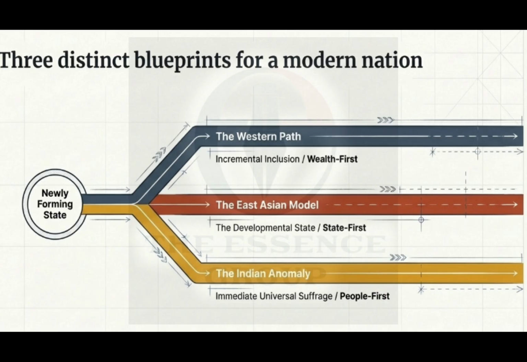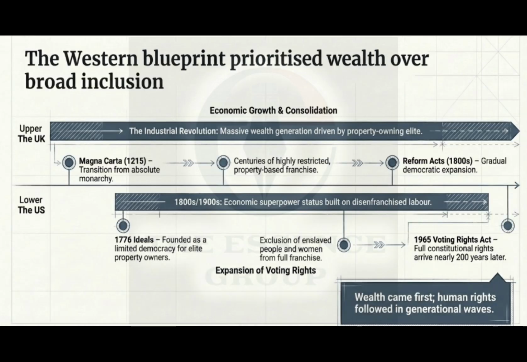The Western path: incremental inclusion. To say that the US and the UK weren't democratic is a half-truth. They were democracies for the elite. In the UK, it took centuries, from the Magna Carta in 1215 to the Reform Acts of the 1800s, to move from a monarchy to a full democracy. They built their industrial wealth while only a small percentage of property-owning men could vote. In the case of the USA, while founded on democratic ideals in 1776, it was a limited democracy. Economic power was built on the backs of enslaved people and disenfranchised women.